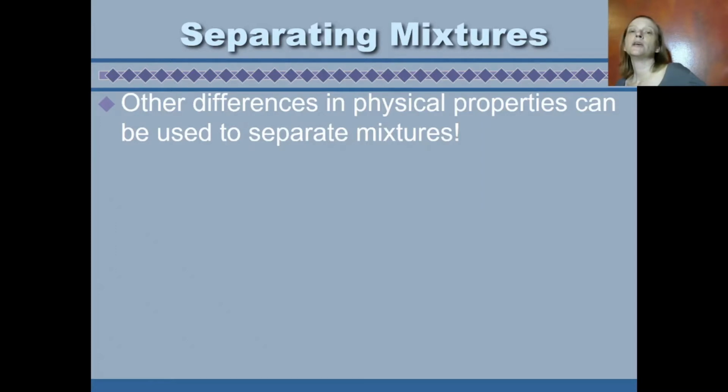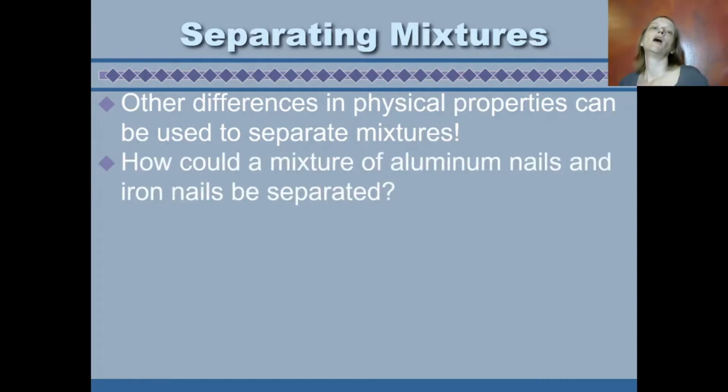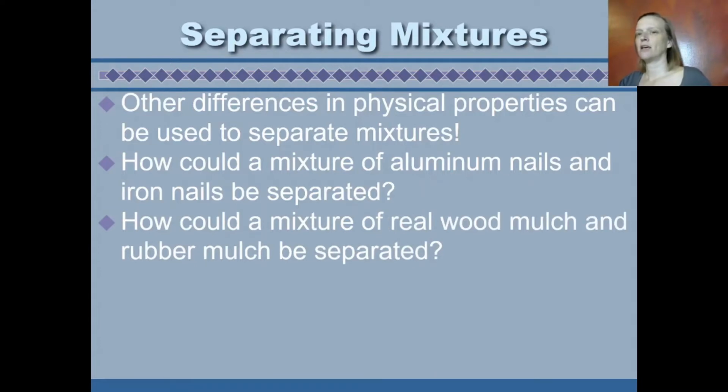You can use any differences in physical properties to separate a mixture. For instance, if you had a mixture of aluminum nails and iron nails, how could you separate those? Think about that for a second. If you had a mixture of real wood mulch and rubber mulch, how could you separate those?